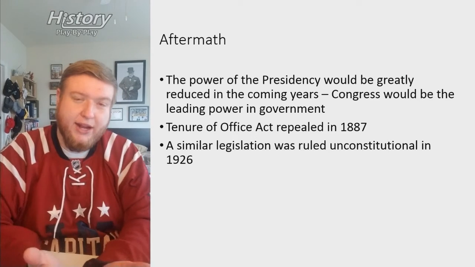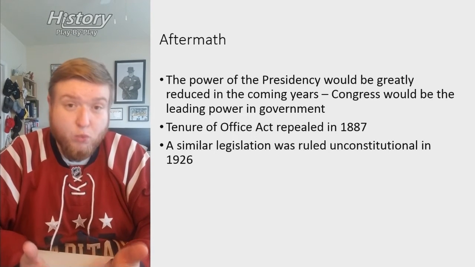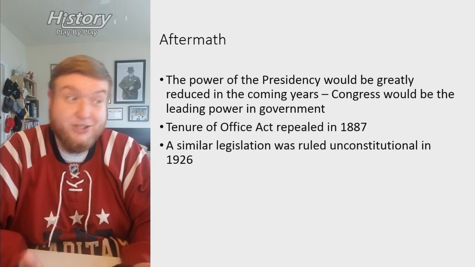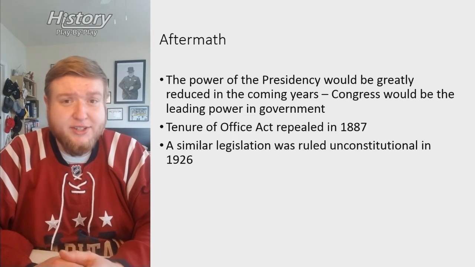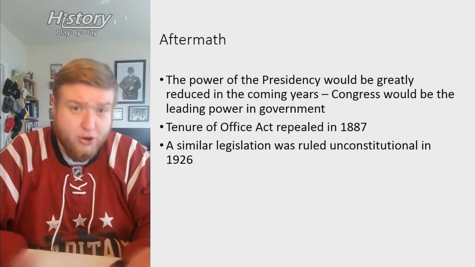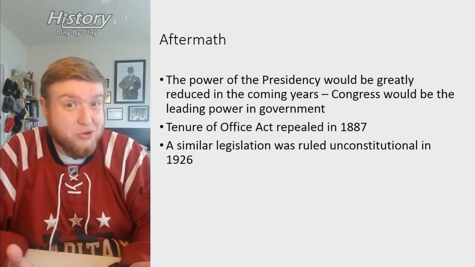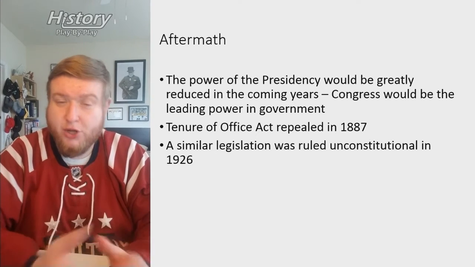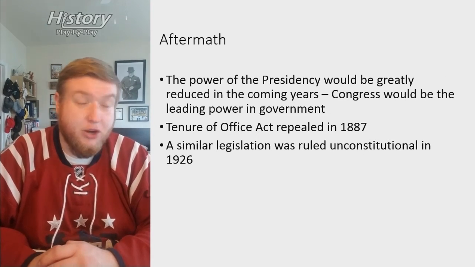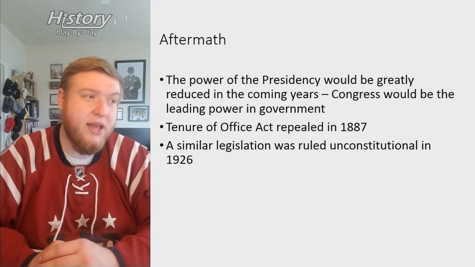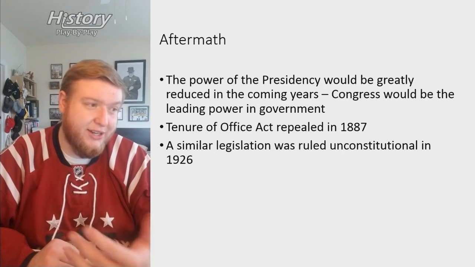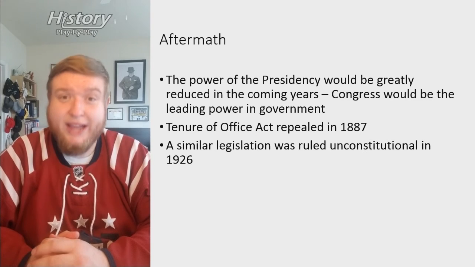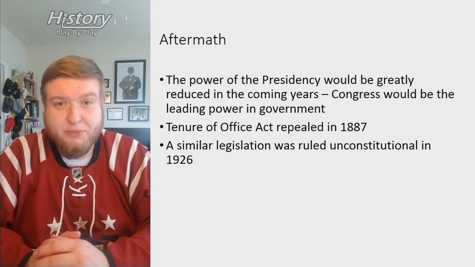The aftermath, the impact, is that the presidency is severely weakened by this act of Congress, though unofficially Congress will be in charge for the next 30, 40 years. This is the era where we get Benjamin Harrison and Chester Arthur and Grover Cleveland and presidents who most high schoolers are quick to forget if they remember them at all. So Congress will be in charge for the next few decades. The Tenure of Office Act itself would be repealed in 1887, and a similar bit of legislation was introduced in the 1920s, and that would also be found unconstitutional. So in the end, Johnson was right, but he's still our first president to be impeached.